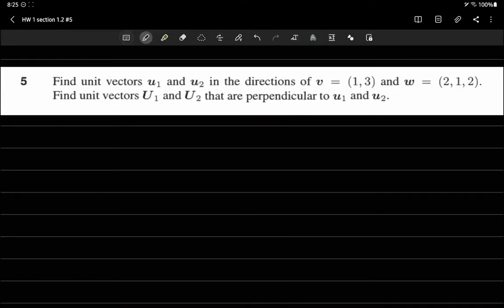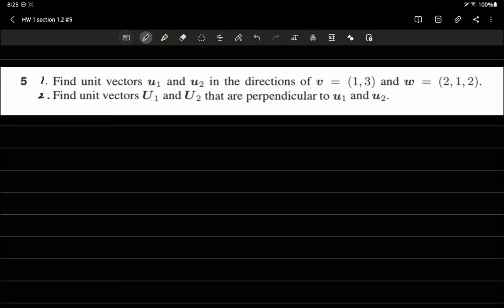Hello guys, today we're going to be doing number 5 from section 1.2, and the question is asking us to find unit vectors u1 and u2 in the directions of the given v and w, and use that to find another set of unit vectors that are perpendicular to the ones we found in the first question. So to begin, let's label a few things to help guide us through this problem.